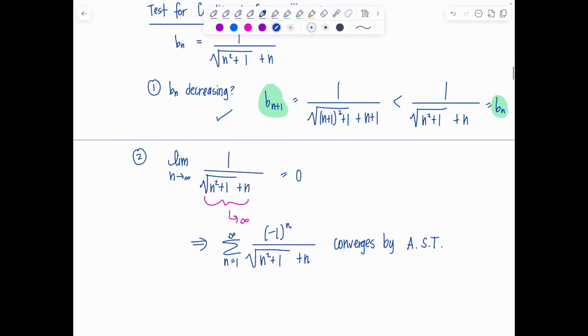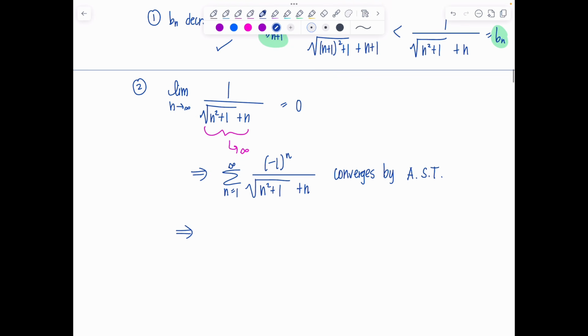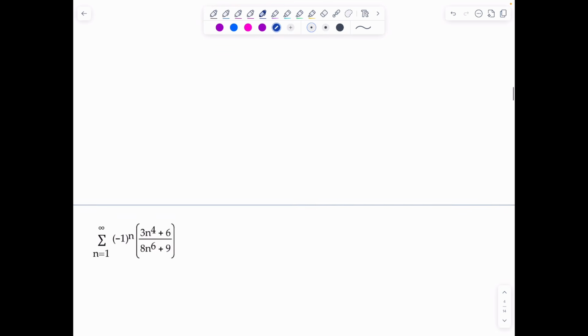So to answer the question that was posed, what can I say about this original series? It converges conditionally. Very good. Okay, how was that? Tricky, I know. Okay, you'll get the hang of it. It's really following through the logic of what the question's asking and your approach. Okay, let's do some more. I'll talk you through it.